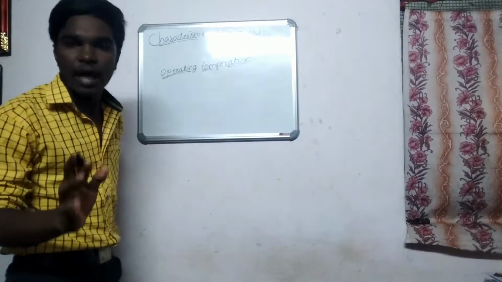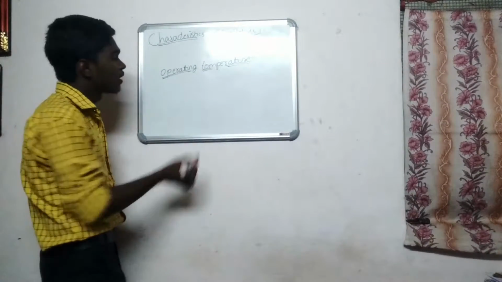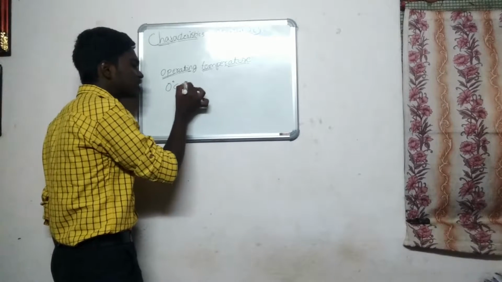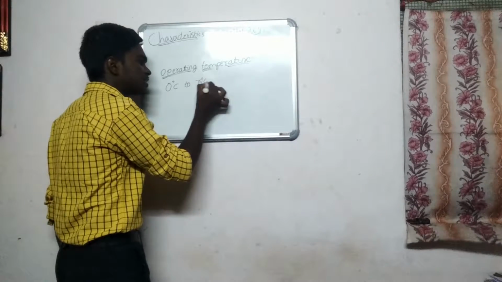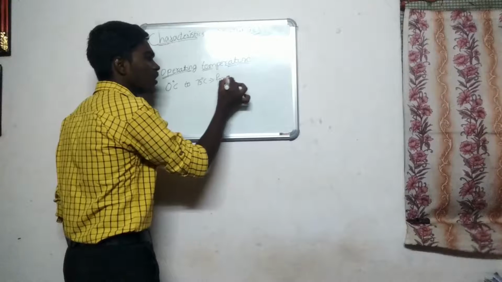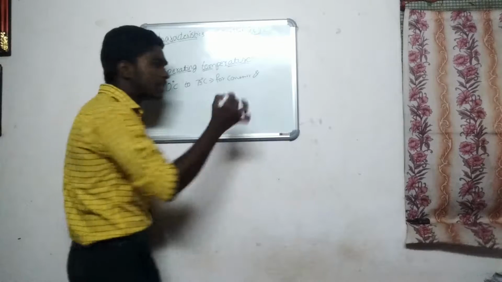Ninth one, operating temperature. It is the temperature at which the IC can perform properly. The range of temperature that an IC can perform properly. There are two ranges at which ICs can perform. First type of ICs can perform at 0 degrees Celsius to 75 degrees Celsius. This is used for consumer and industrial applications.